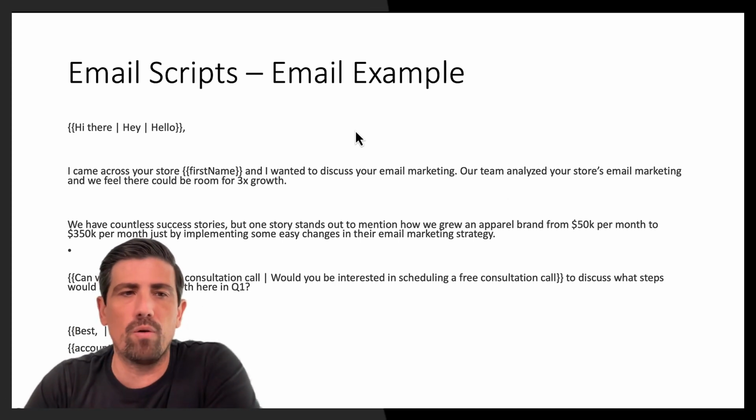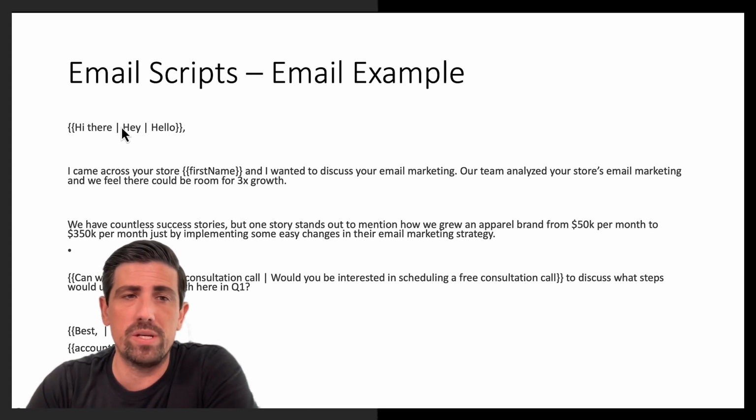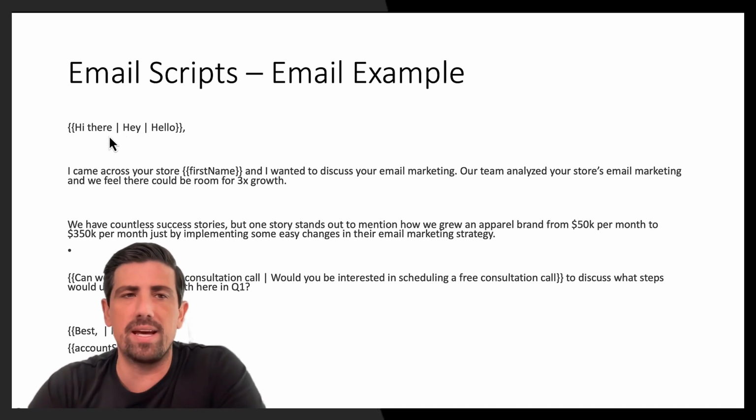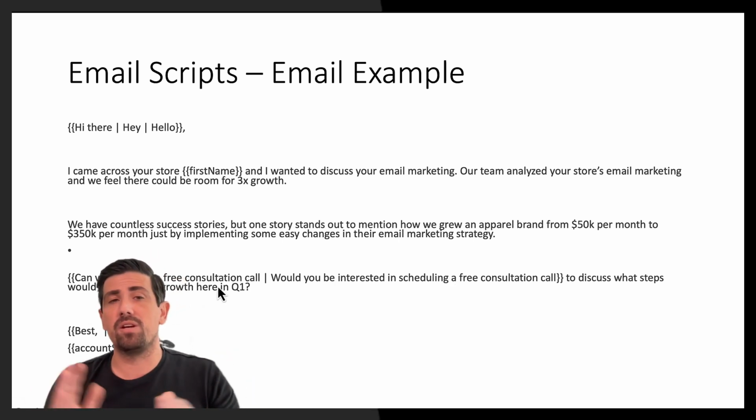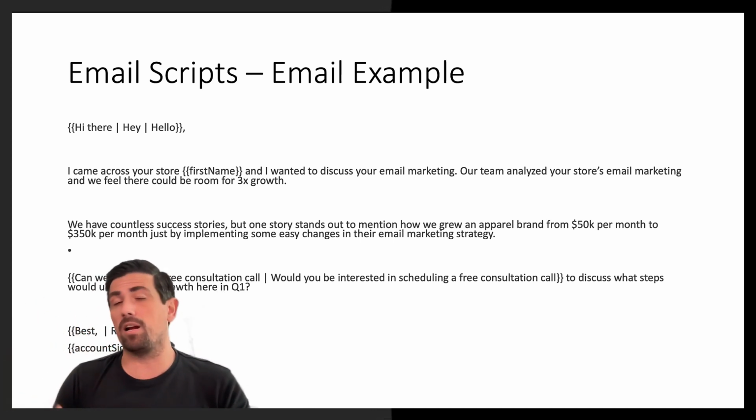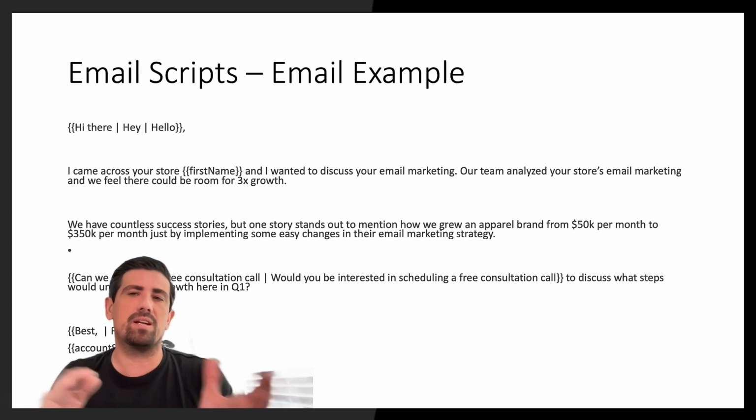So here's an example of what an email looks like. This is called spinning. So we spin using these types of things, using Instantly, and we'll say, hi there, hey, hello. So you can have different spins like this, and it will spin these different options. So the emails are going to be different every single time they send. It's not going to be the same email every time, but it's going to change that up.